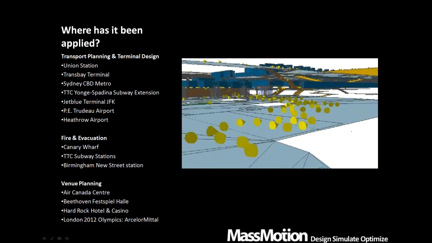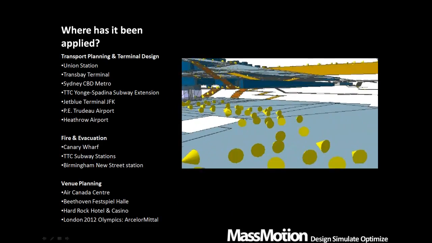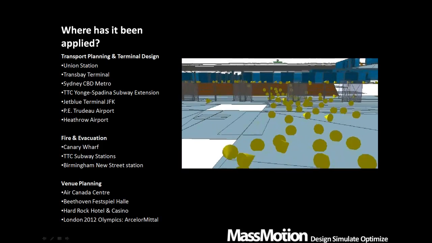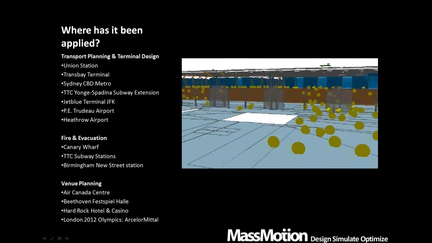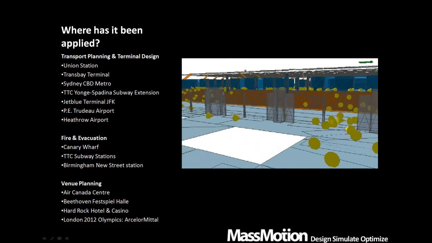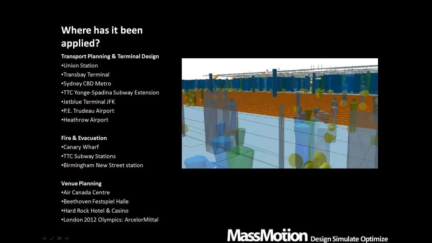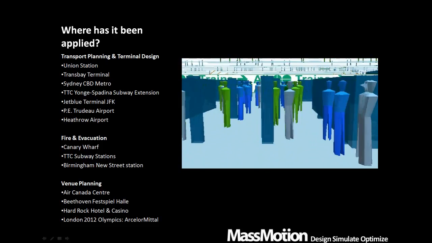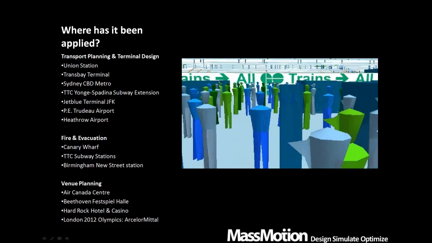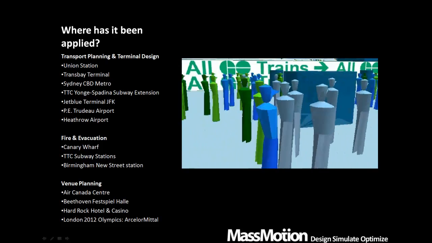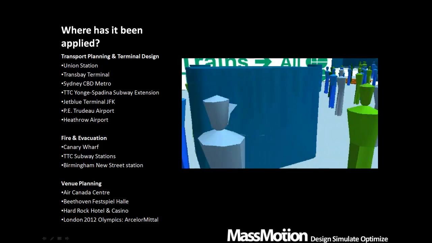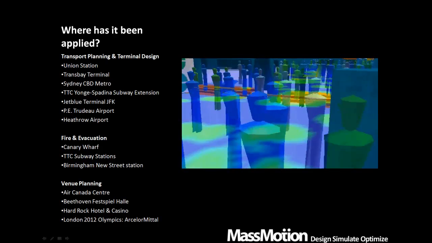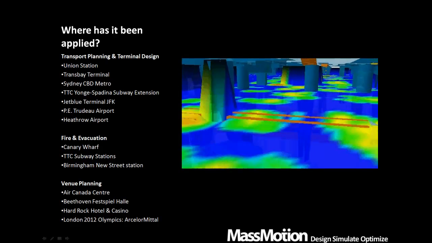It's been applied in quite a range of places, and these are some examples. Transport planning, terminal design. This is where MassMotion started originally. Quite a few train stations, plane stations, airports, and so on. Fire evacuation around the world, and also venue planning from theatres and stadia, including some work on the last London Olympics.